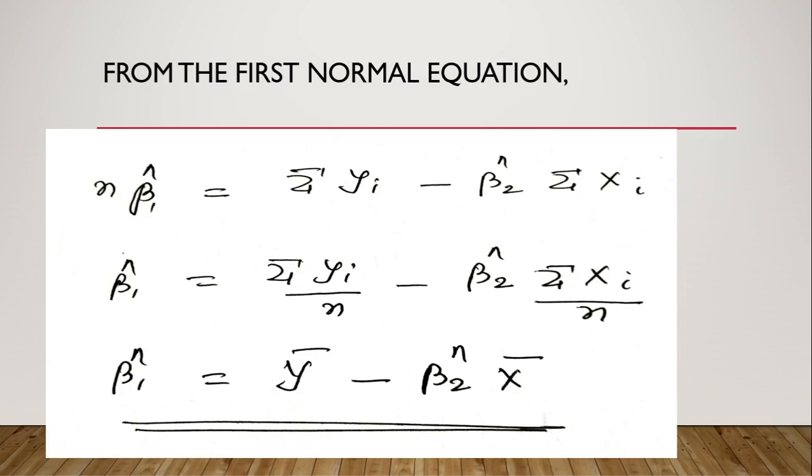So when we know the equation to calculate beta 2 hat, once we get the value of beta 2 hat, we can easily obtain the value of beta 1 hat, because beta 1 hat is equal to y bar minus beta 2 hat x bar, where y bar is the mean value of y and x bar is the mean value of x. So when we calculate the value of beta 2 hat, we can substitute it as well as the mean values of y and x, and we can easily calculate the value of beta 1 hat.